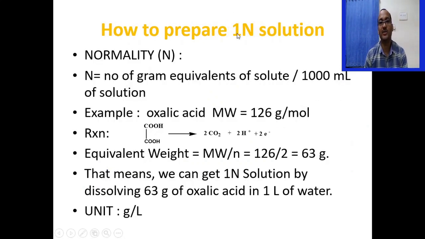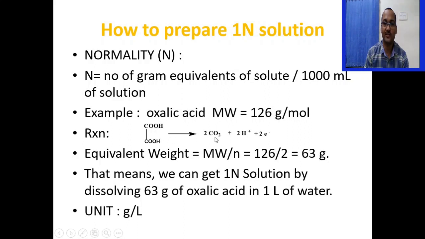So the next thing is we should talk about what is normality. It is denoted by capital N. Normality is the number of gram equivalents of solute per 1000 ml of solution. Suppose we want to prepare oxalic acid 1 normal solution. First we have to find out the molecular weight, which is 126 gram per mole.